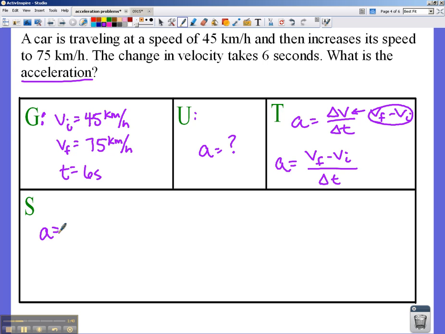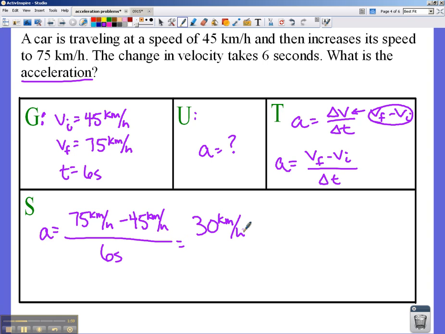Final velocity is 75 kilometers per hour. Initial velocity is 45 kilometers per hour. And the time it took was 6 seconds. 75 minus 45 is 30. Now notice I'm carrying my units with me everywhere I go. This is really important. Put your units with your numbers.